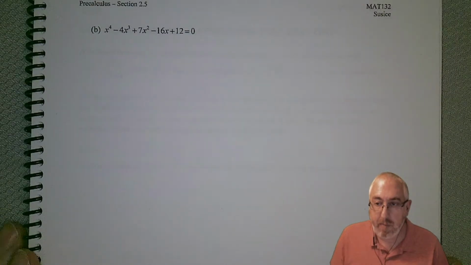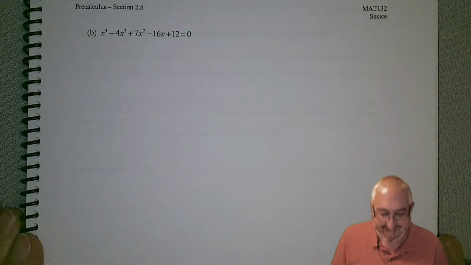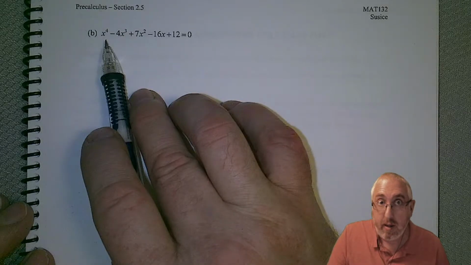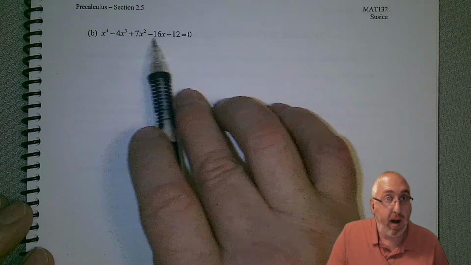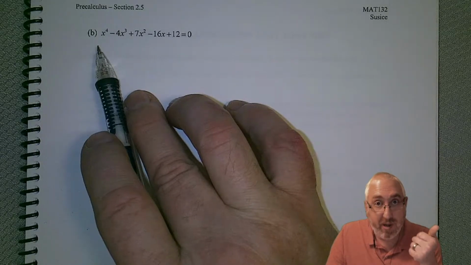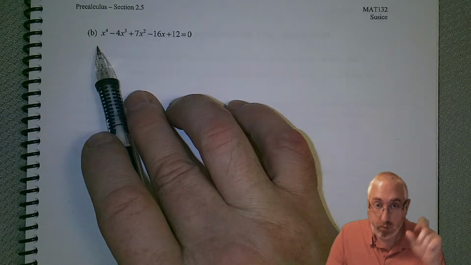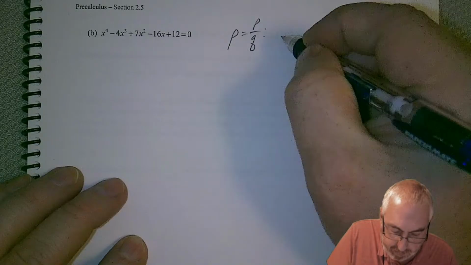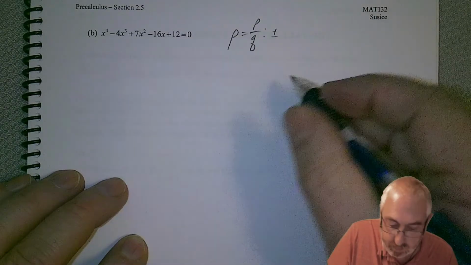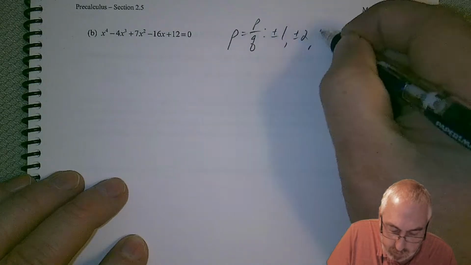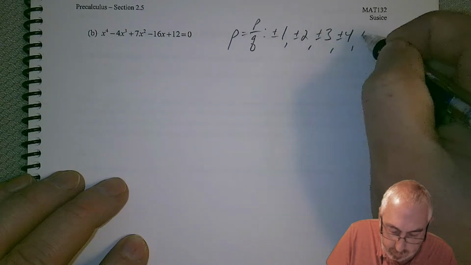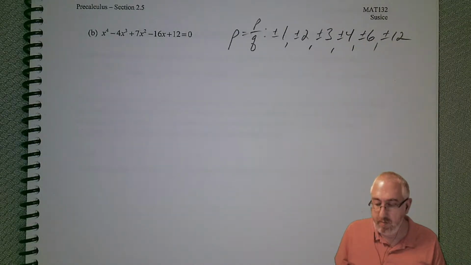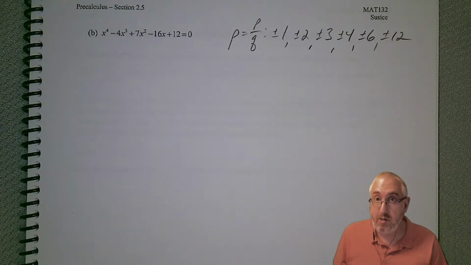So this video might be a little longer, but it'll be worth it. This one's a little bit more interesting because we have x to the 4th power in this one. But the leading coefficient is 1 again. So remember, P will define our P over Q, which is going to be factors of our constant, 12. So 1, 2, 3, 4, 6, and 12. There's our possible rational zeros.